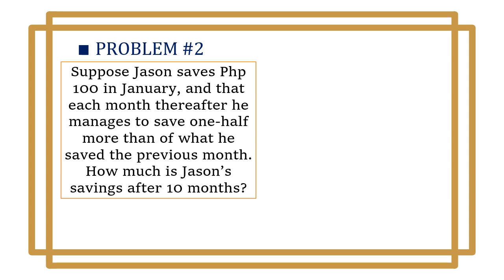How much is Jason's savings after 10 months? So you need to be particular as well of the synonymous words to sum or series. Sometimes we make use of total, all in all, and as you can see here in the question, we can also see after 10 months. So therefore, we are going to find out the total or the sum of Jason's savings for 10 months, right? Okay, so that means we are supposed to use the formula for finite geometric series.